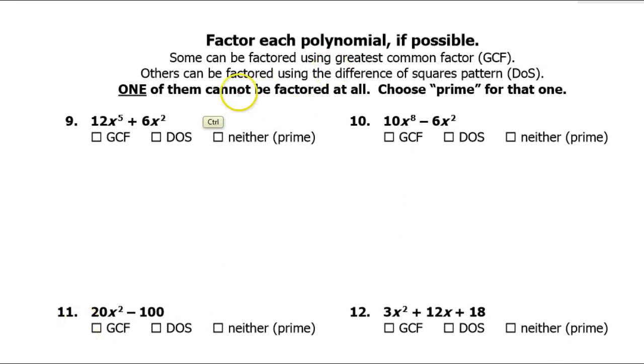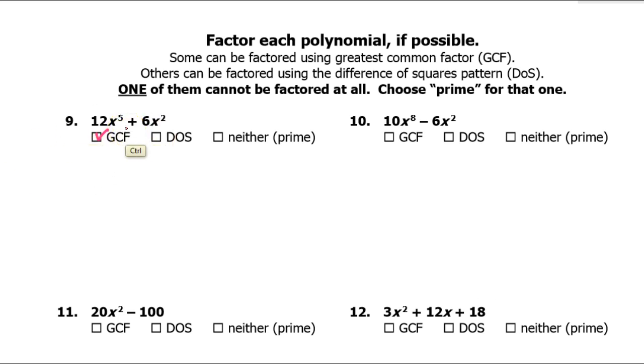In a previous video, we learned how to factor by factoring out the GCF, or greatest common factor. So for the rest of these problems, some of them will be difference of squares, and some of them will be GCF, and some of them will be neither. So let's look at this problem number 9. It does not fit the difference of squares pattern, but I do see that there is a common factor. So let's go ahead and do it.